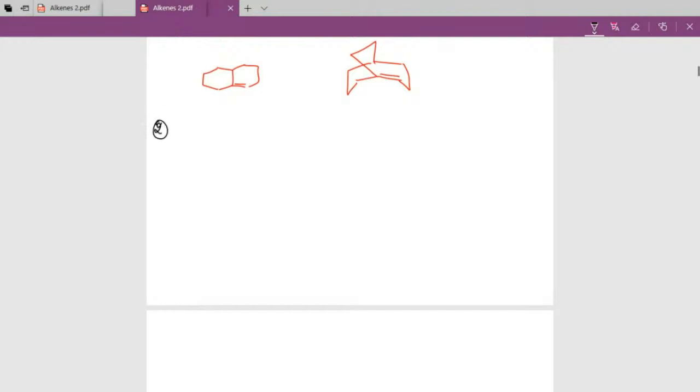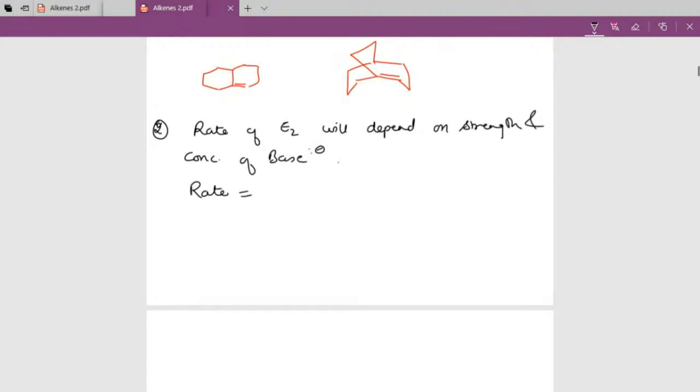So point number 2, rate of E2 will depend on strength and concentration of base. Okay, you need to have a strong base and you need to have a high concentration, because the rate of E2 is alkyl halide into base. Both are involved. Okay, in the RDS, it is a single step. Both are involved. So for a good reaction, you need to increase the base concentration. You need to increase the base strength.